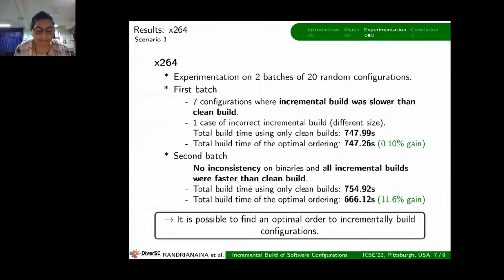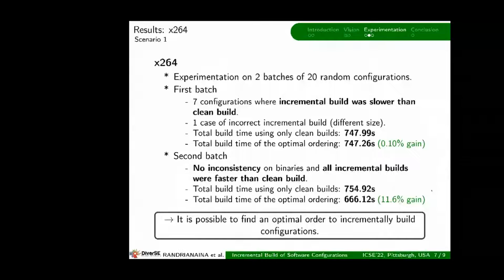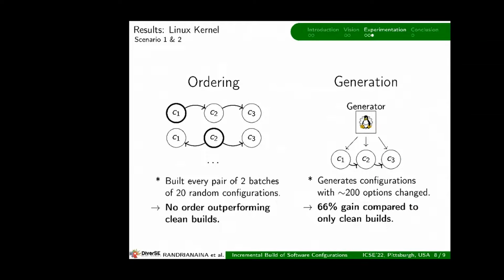Okay, yeah, thank you. For the results of x264, we generated 2 batches of 20 random configurations, and on the first batch, we didn't find any order with significant gain. However, in the second batch, we found an order where we gain up to 11% of build time. So the lesson is that we can find an optimal ordering. And for the Linux kernel, we could not find any ordering that outperformed clean build.